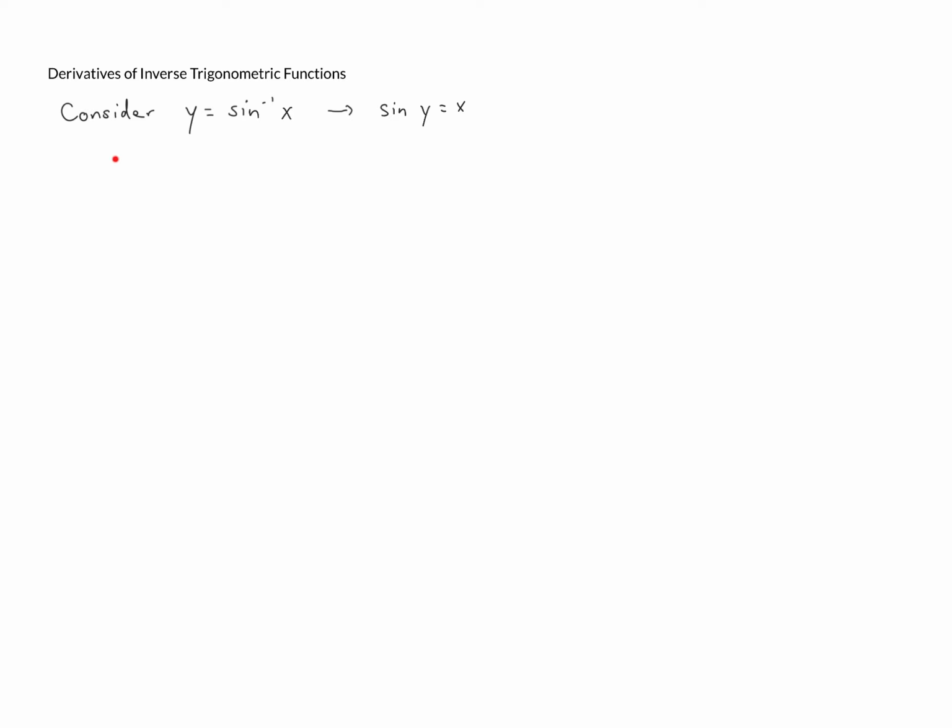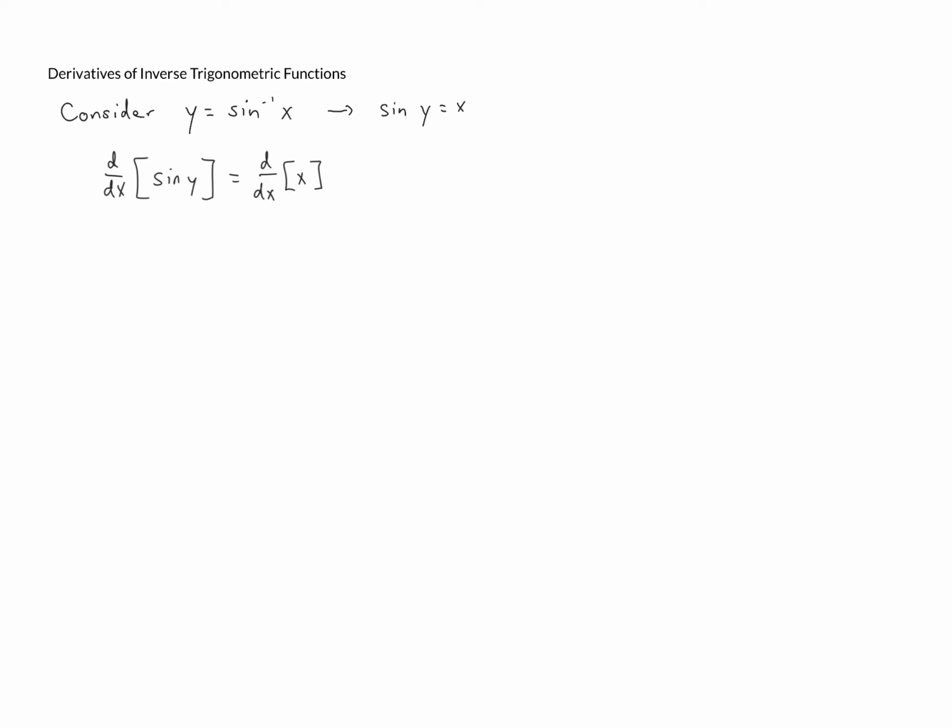And now that we have it written like this, we can implicitly differentiate both sides with respect to x. So we can differentiate the left-hand side with respect to x, and the right-hand side. And then we'll be able to, hopefully, figure out what the derivative is, what y prime is.